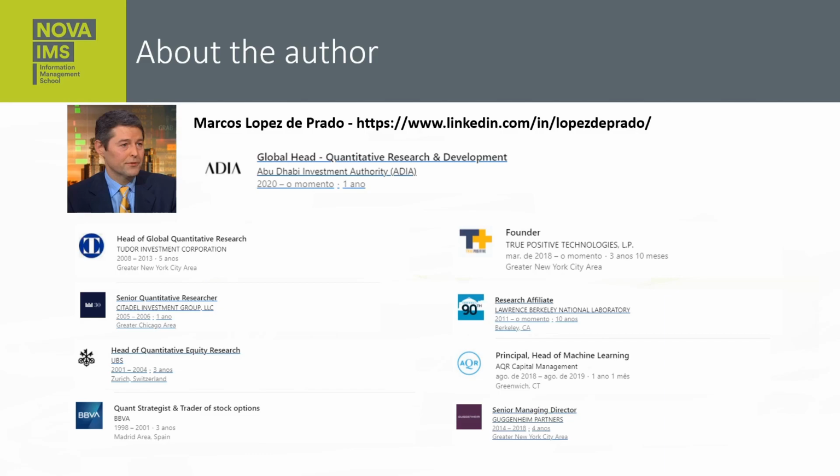As you can see, all of his positions have almost always been as a quantitative researcher. And even now, he's the global head of the Quantitative Research and Development Division at the Abu Dhabi Investment Authority. So you can see that he has not only been shifting around all these places, he really has experience in a lot of types of data and really in the future of data science, you could say.